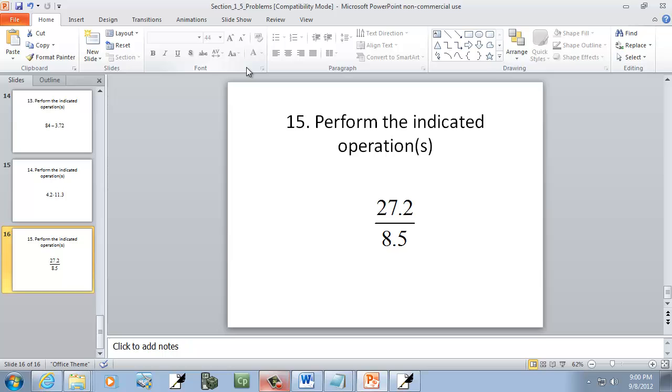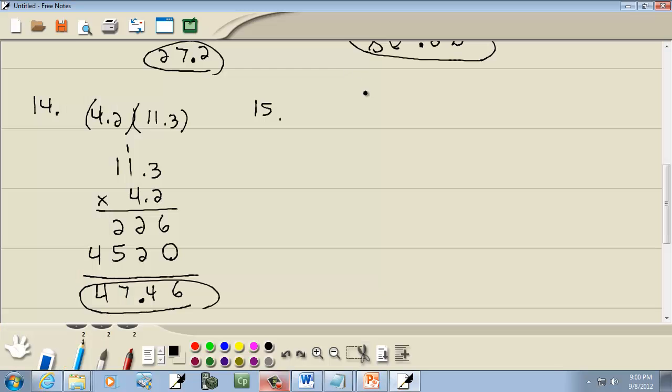And last torturous decimal. I don't like decimals. We've got 27.2 divided by 8.5. Well, we set this up in division. We've got 8.5 there and 27.2 here. We don't want any decimals out in front. So this decimal will move 1 place to the right, and I also have to move this one place to the right, to get rid of our decimal out in front.